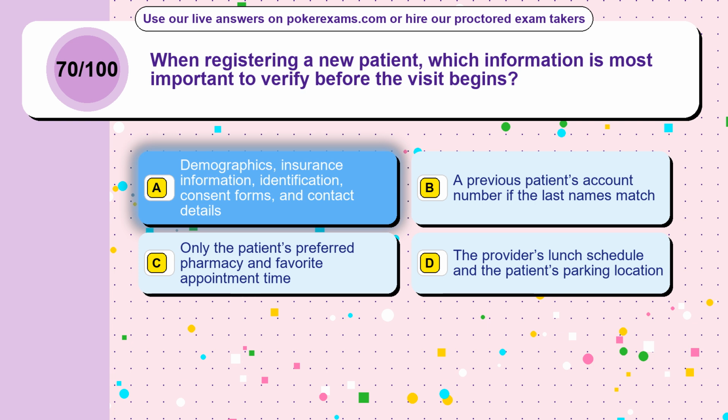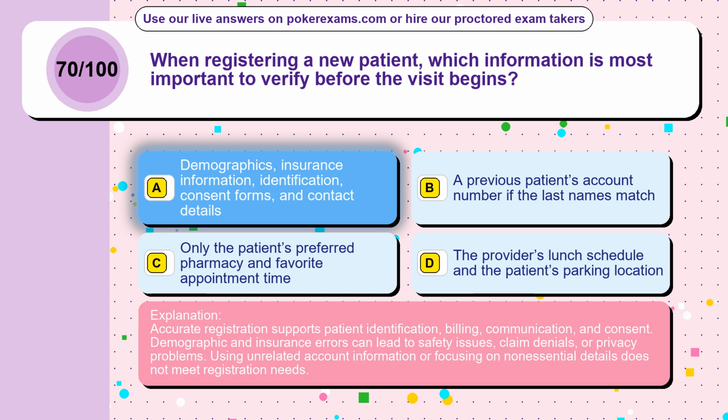Demographics, insurance information, identification, consent forms, and contact details. Accurate registration supports patient identification, billing, communication, and consent. Demographic and insurance errors can lead to safety issues, claim denials, or privacy problems. Using unrelated account information or focusing on non-essential details does not meet registration needs.